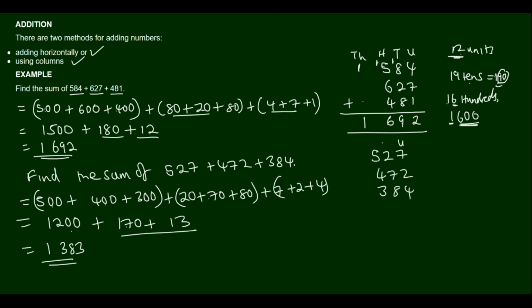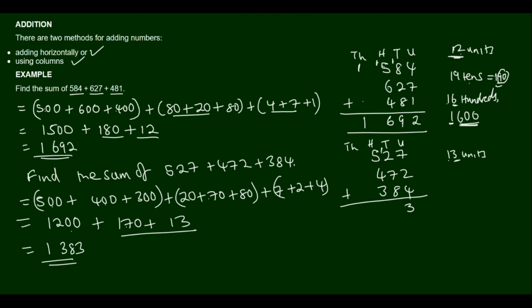Let's use the columns method. These are the units, tens, hundreds. We may have the thousands here. Right. Let's just add this. Right. 7 plus 2 is 9. 9 plus 4, that is 13. 13 units mean 3 units and 1 ten. Write the units, 3, then carry the ten to the tens.